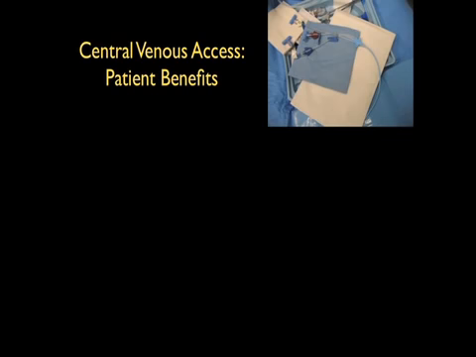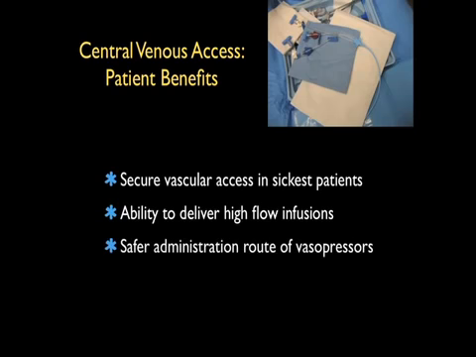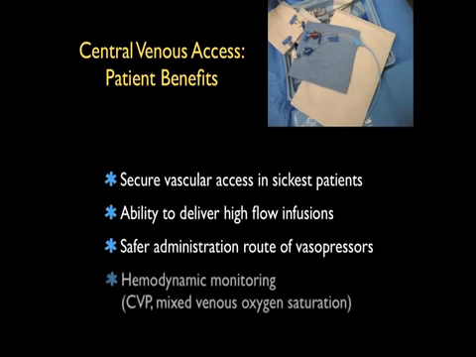Let's begin this module by going over some of the potential patient benefits of central venous access. Central venous access allows more secure vascular access in our sickest patients and gives us the ability to deliver high-flow infusions in these patients. Central venous access is also a safer administration route of vasopressors as opposed to the peripheral route. A central line allows for better hemodynamic monitoring of our patients, allowing you to monitor central venous pressure, or CVP, and also mixed venous oxygen saturation.